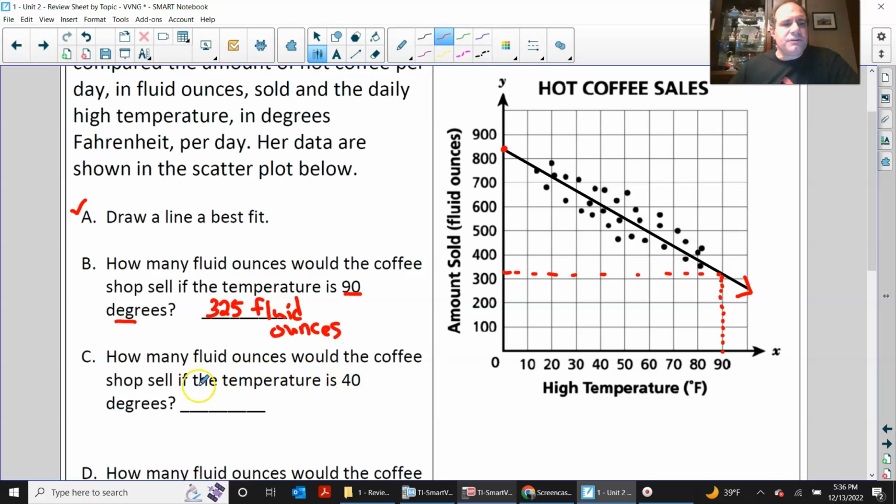How many fluid ounces would the coffee shop sell if the temperature was 40 degrees? Let's go ahead and bring it up from 40. A little bit more because the temperature is colder out. So it's a little bit above 600, and I'm going to say 625.